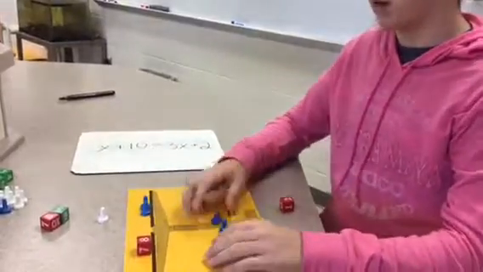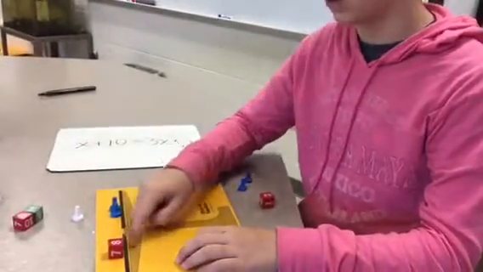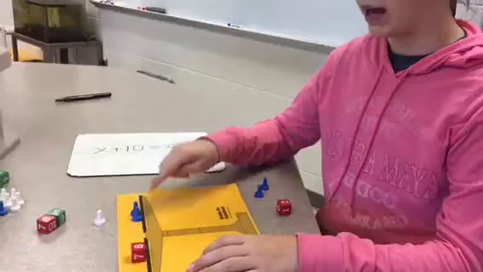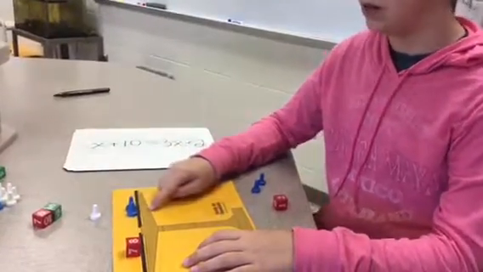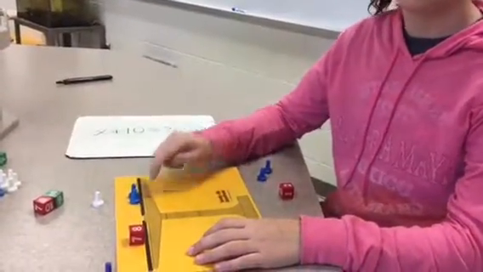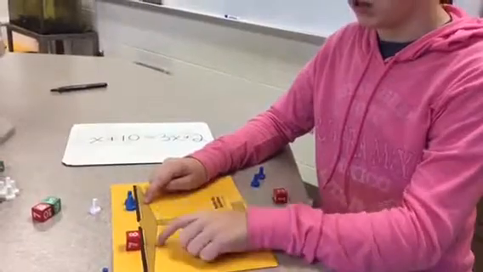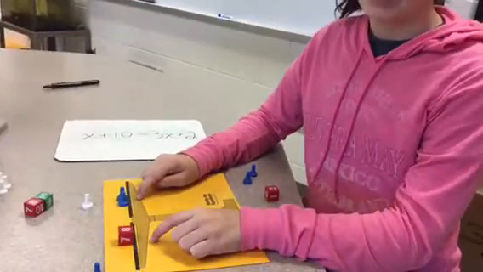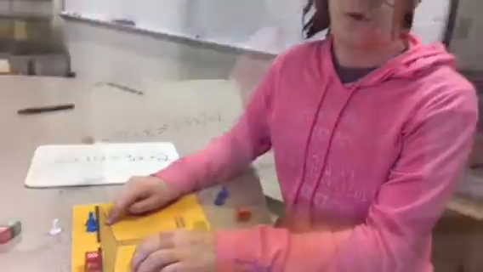Our problem now becomes 2x equals 8. I'm going to divide by 2 on each side. So 2 divided by 2 equals 1, and 8 divided by 2 equals 4. That means that x is going to equal 4.